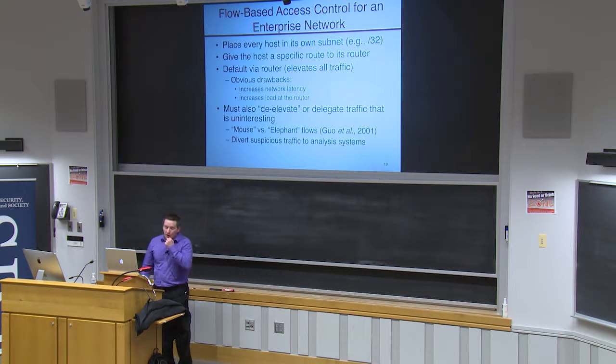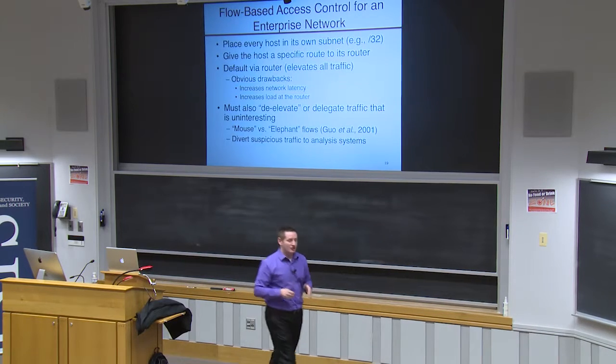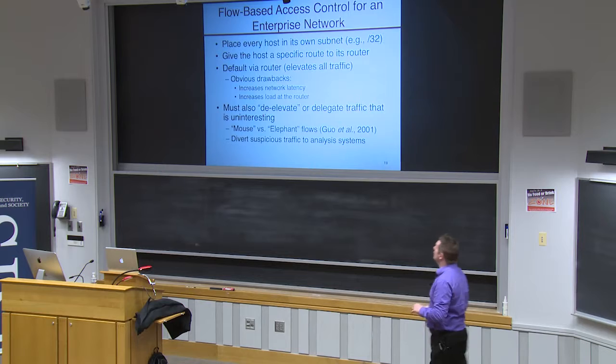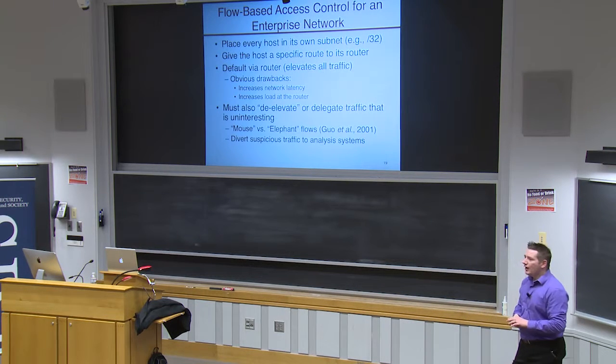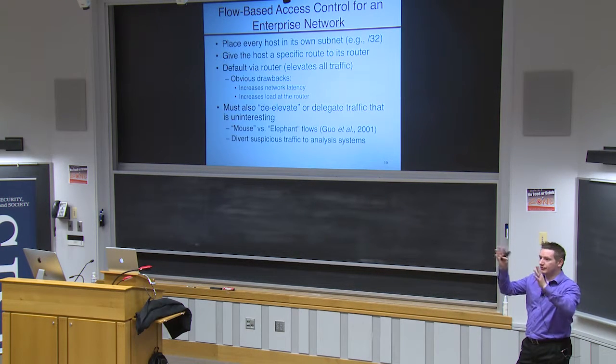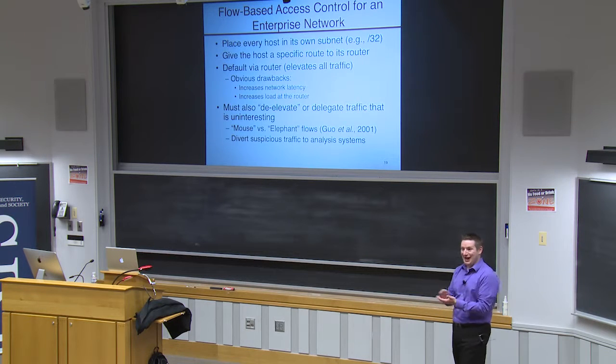So the way we do this, the first round approach, I'm going to tell you how we originally proposed to do this, and then I'm going to tell you how we actually ended up revising it. So the first approach that we had was, why don't you just put every host in its own subnet, /32. Give it a route to its router, and it will send every single packet up through its router. By default, that's how it works. Great. Except that you've destroyed your network performance because now every packet's going up through the router.